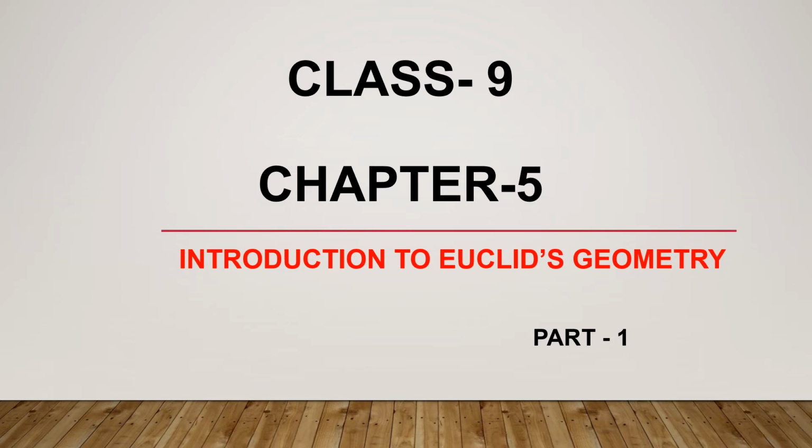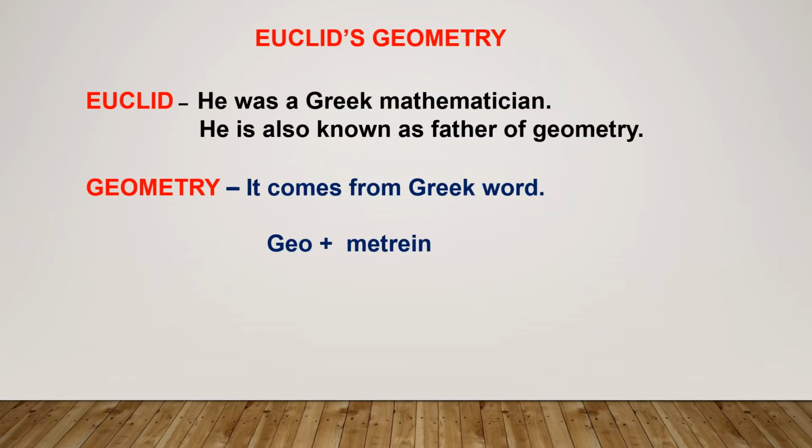Hello everyone. Today we will start chapter number 5, Introduction to Euclid's Geometry of class 9th standard. In Euclid's geometry there are two terms, Euclid and geometry. What is Euclid? Euclid was a Greek mathematician. He worked in the field of mathematics and especially in the field of geometry. So he is also known as the father of geometry.